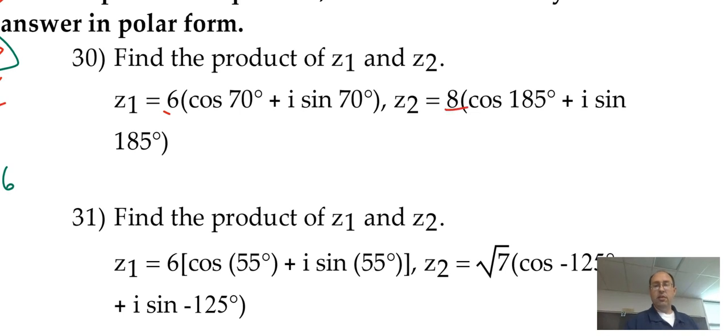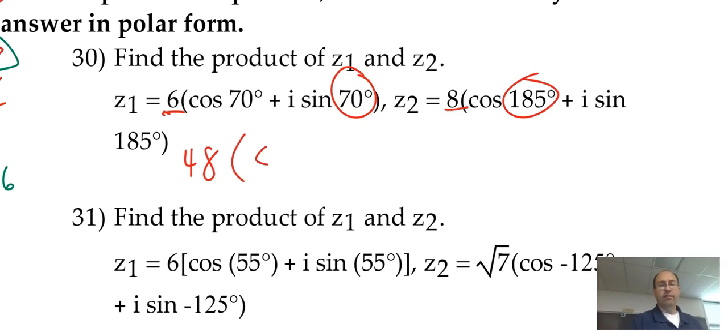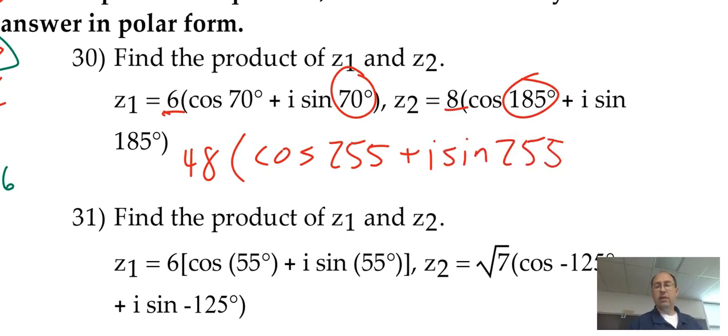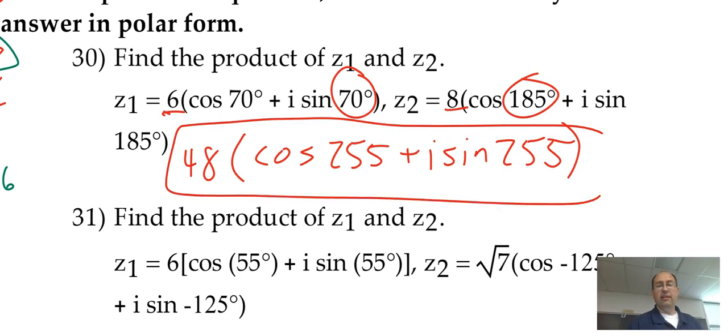So 6, and if your answer choice doesn't have a 48 for the radius, are you going to pick it? No, you're going to skip it and move on. All right, now, what am I supposed to do with the 70 and the 185? Add them together. All right, so what do we have? 255, yes. But I'm guessing your answer is going to be like this. Okay, so I don't have to do anything more.